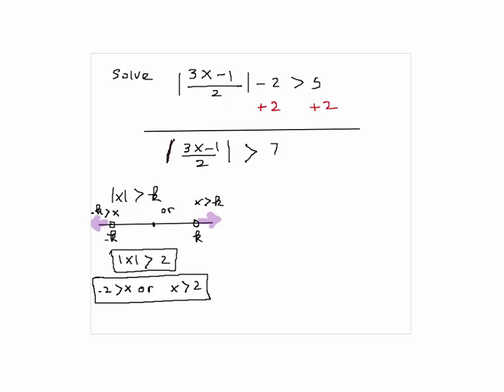Okay, so in this case, all we need to do is, instead of x, you have this expression here. If I want to translate this into an inequality without absolute value, I have to say instead of x, I should say 3x minus 1 over 2 is less than minus 7, or 3x minus 1 over 2 is greater than 7. So that's all I'm doing here: instead of k, I just put 7. Instead of negative k, I put negative 7. Instead of this x, for these two conditions, I'm just putting this expression here.